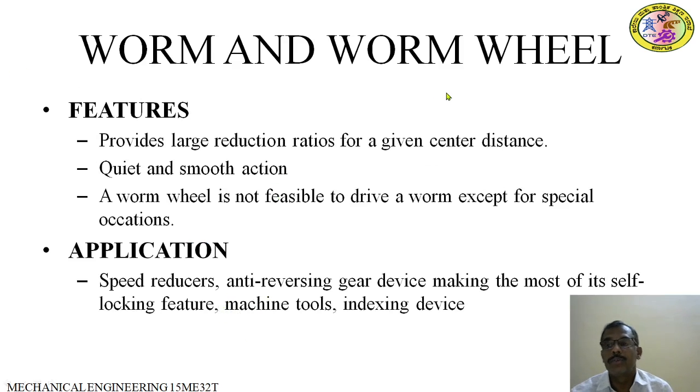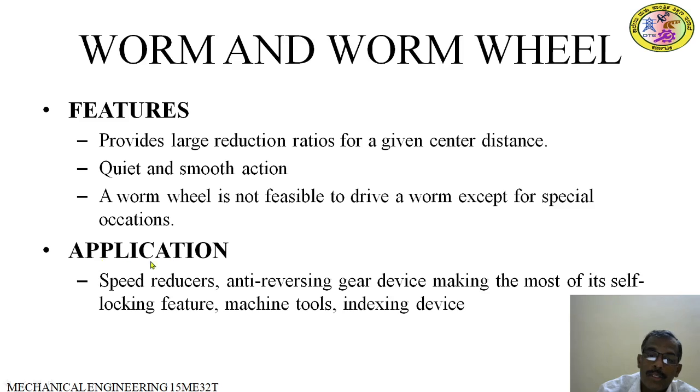Now you see the features. It has some special features, like locking doors. It requires larger reduction ratios for a given center distance. It can reduce up to 1 is to 200. They have quite smooth action. A worm wheel is not feasible to drive a worm except under special conditions.